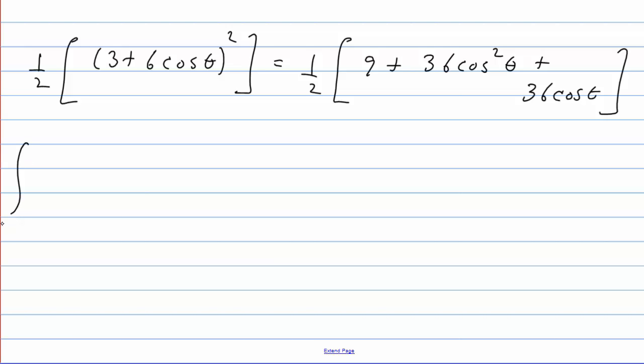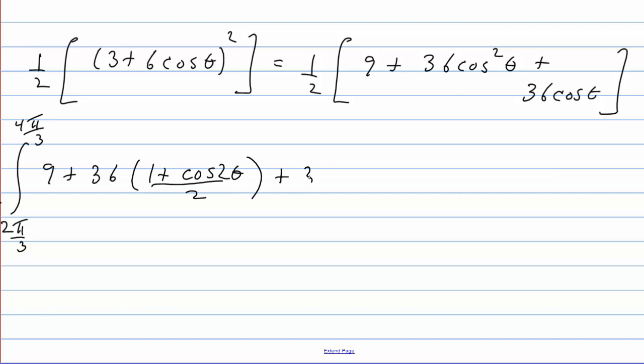So we have to integrate that from 2 pi over 3 to 4 pi over 3. Now again, we need to write cosine squared of theta using the half angle formula, so that's 1 plus cosine of 2 theta over 2, plus 36 cosine theta d theta.